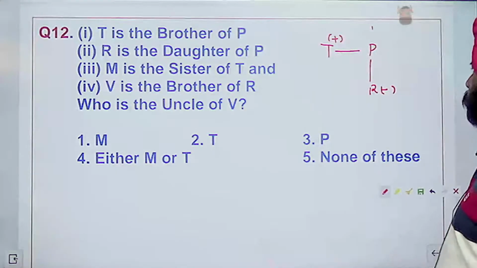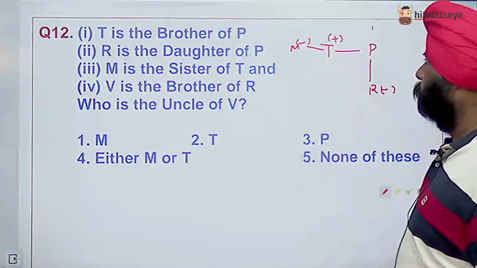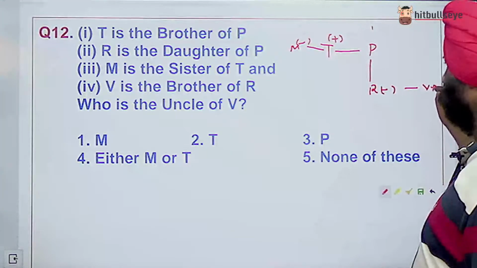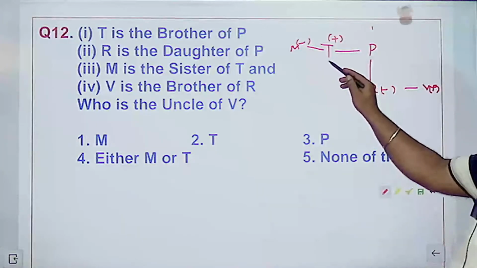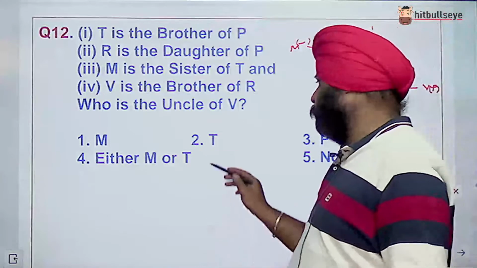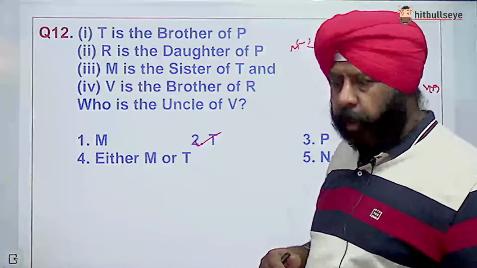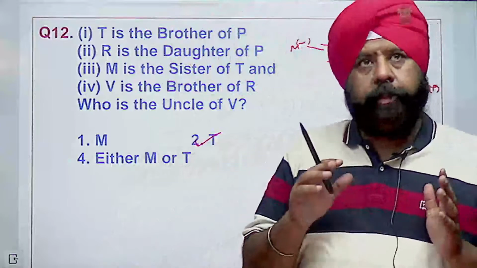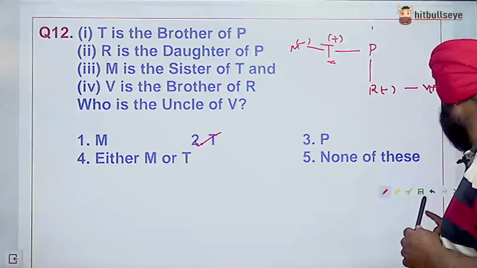M is the sister of T, so M has to be negative sign. V is the brother of R. Who is the uncle of V? So uncle of V has to be T, not M, because the gender of M is negative, female. So the answer cannot be M, she could be the aunt. So had the question been aunt, then we could have given this option. I hope guys this is very much clear, right? So let us move to the next question.